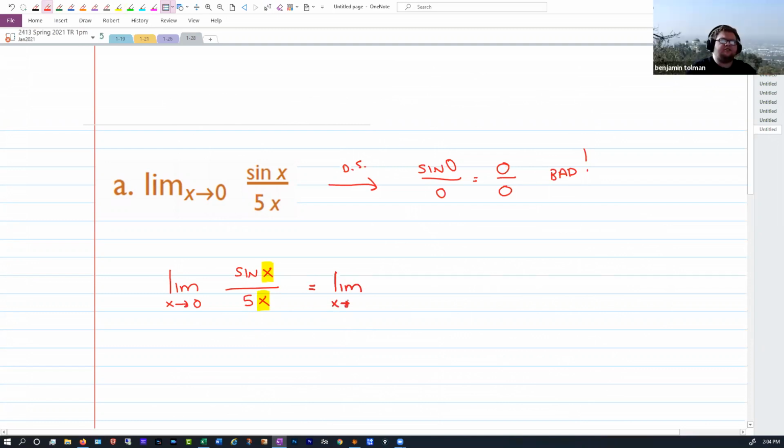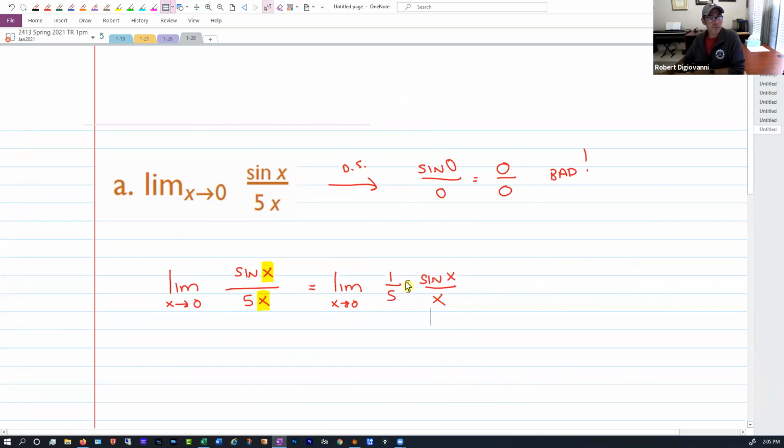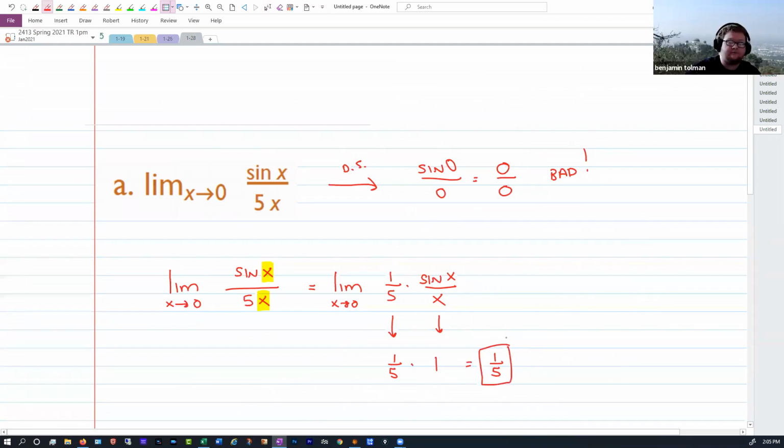You can do that division thing you did last time, I think. The 1 over 5 times. Yep, 1 over 5 times sine of x over x, right? We can do that, and just split it apart. And now take the limit. So let x go to 0 now, Benjamin. This and this, where do they go? It's going to be 1/5 times 1, which means we get 1/5. There we go. We're done.